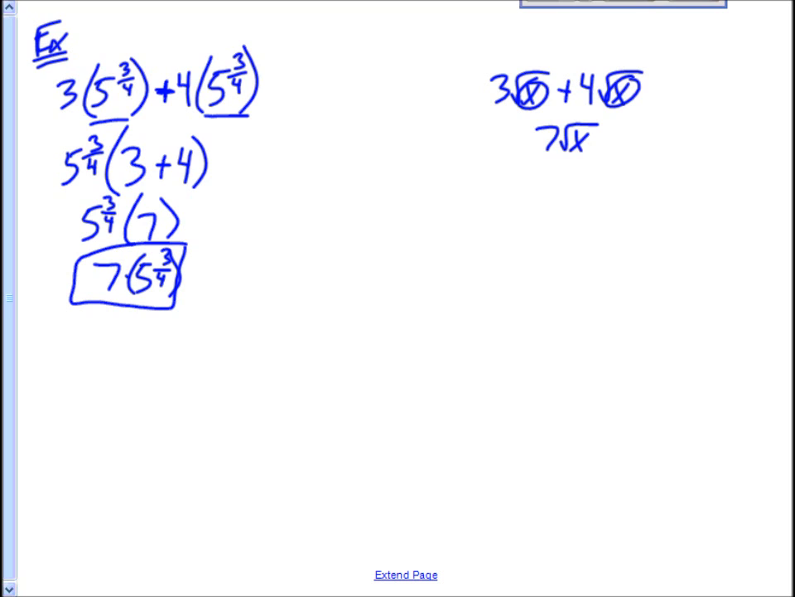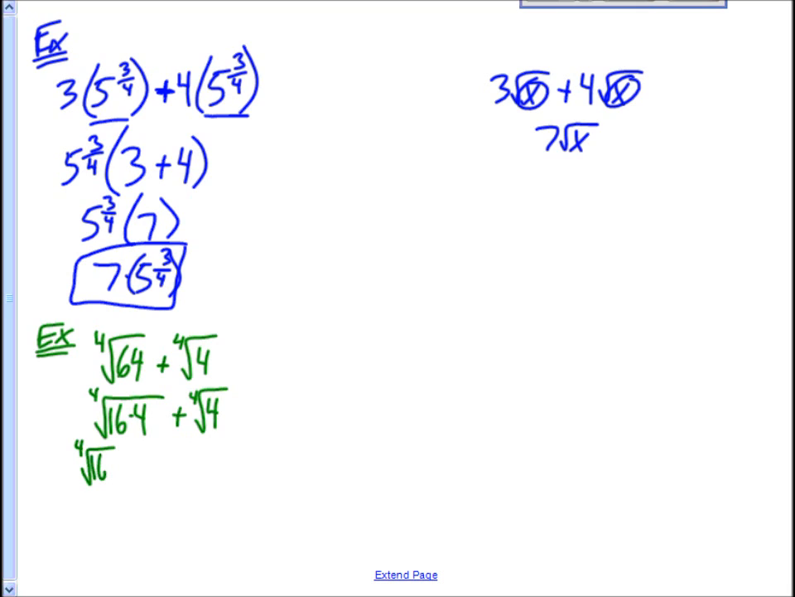How about the 4th root of 64 plus the 4th root of 4? So you're like, you know what, let me break this down for a minute here and see if I can get some like terms with this. So you know how 16 times 4 is 64, right? And then you're like, hey, the fourth root of 64, you got the 16 times 4. I can break that up and say, well, that's the same as the fourth root of 16 times the fourth root of 4. I still got this fourth root of 4 over here, right?